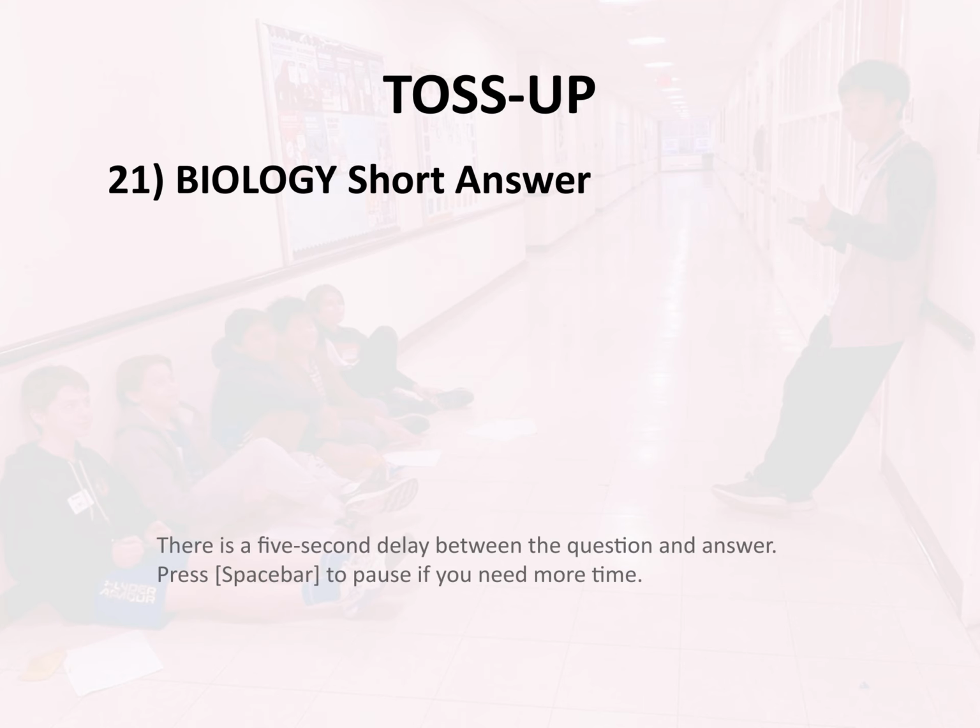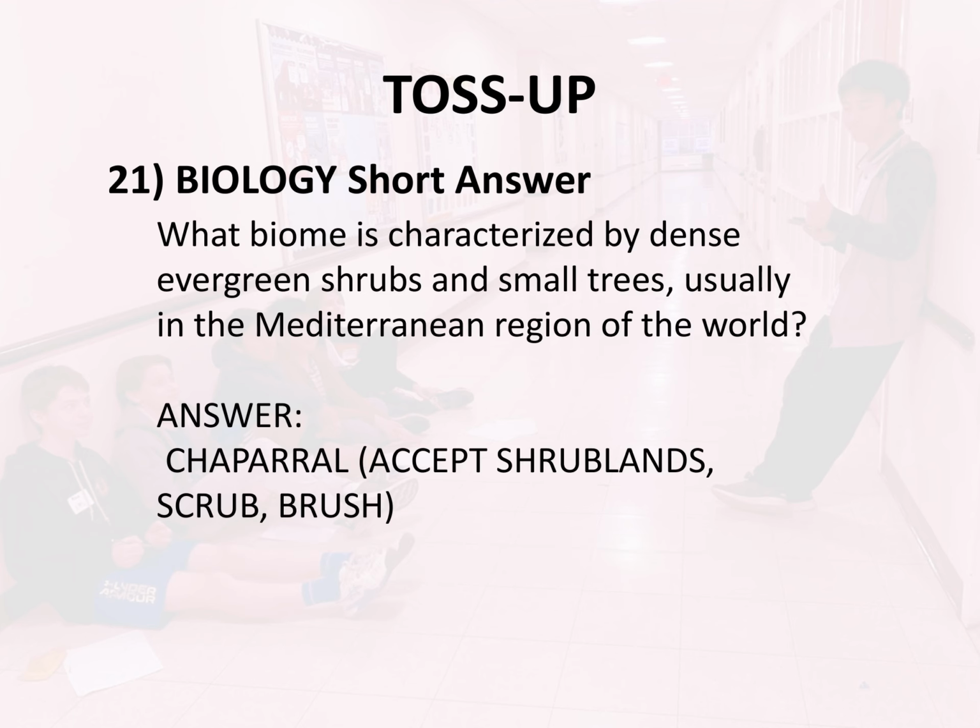Toss-up, 21. Biology. Short answer. What biome is characterized by dense evergreen shrubs and small trees, usually in the Mediterranean region of the world? Answer. Chaparral.